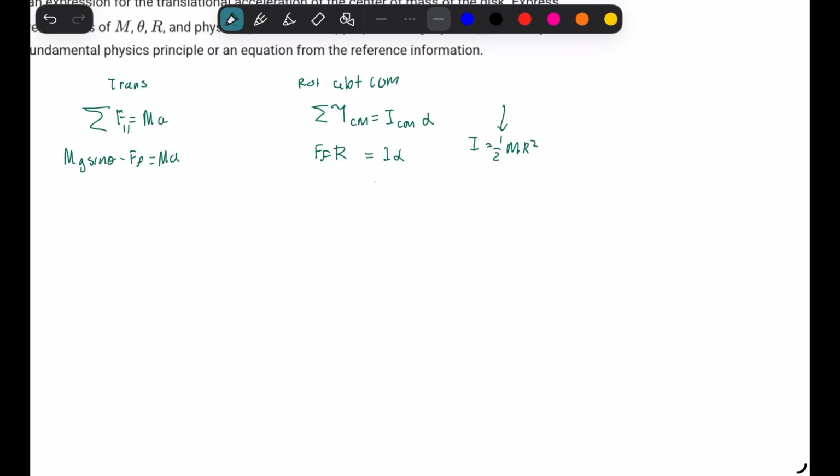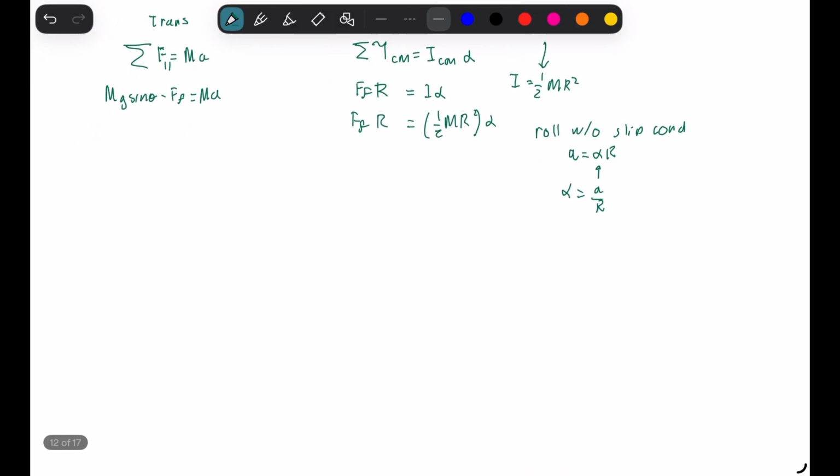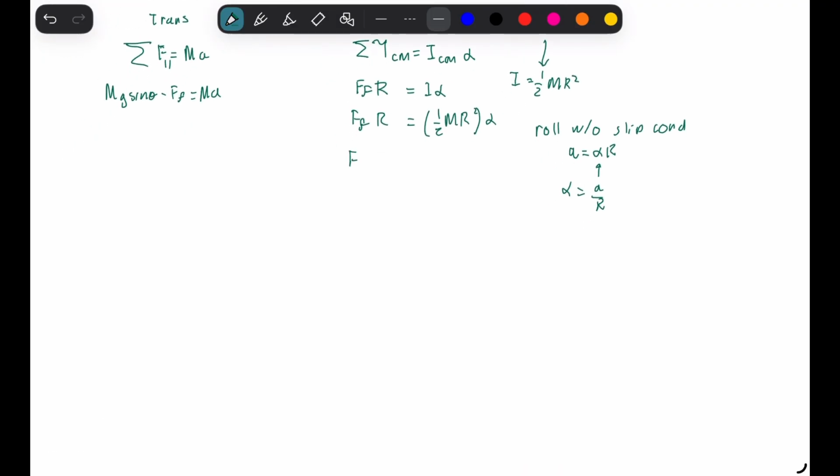So here, we can plug that in, and then you get 1/2 mr squared alpha, ff is equal to r. And then here, all you are going to do is, we know that we have our roll without slip condition. And what that states is that when we solve for a, when we have our tangential acceleration, we have our linear a is equal to alpha r. So then simply if we solve for alpha, that's just going to be a over r. Then you're just going to take that and just substitute it into the equation.